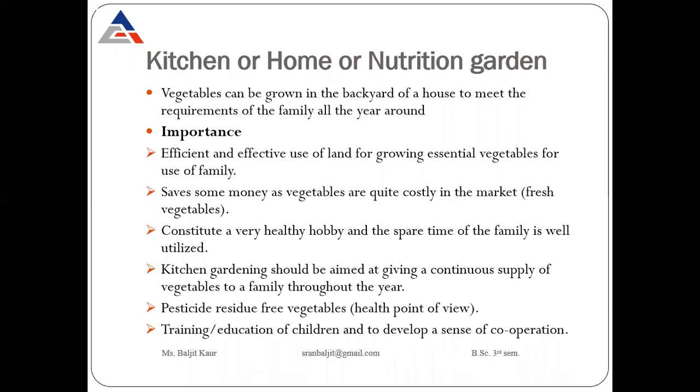And we can also educate and train our children, and we can develop a sense of cooperation in our children. If we are growing vegetables at our house, we can educate them about different vegetable crops, we can tell them about the different growing seasons of the vegetables, okay? And we can also develop a sense of cooperation in our children, right?